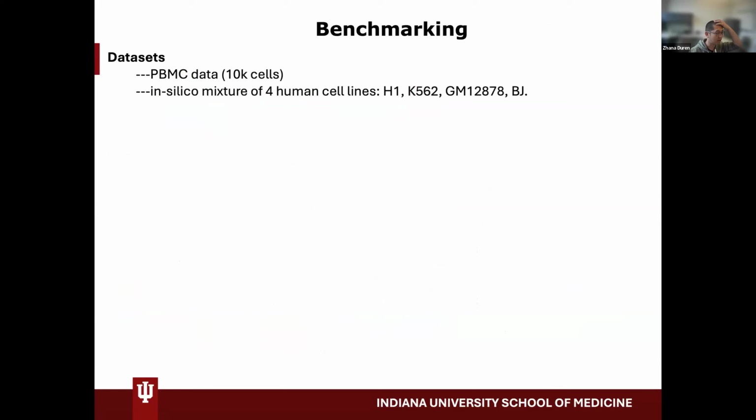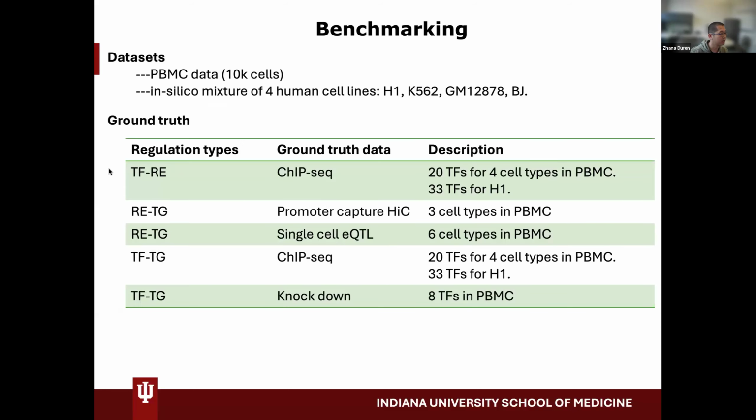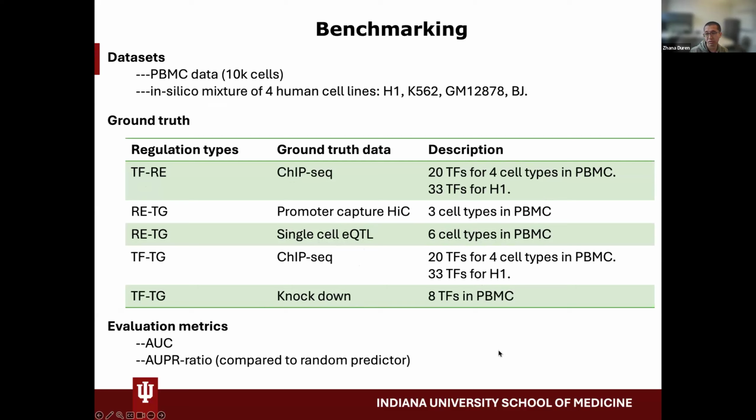Then for the benchmarking, we use the PBMC data of 10,000 cells, and we also use an in silico mixture of 4 different cell lines. The ground truth is known data for ChIP-seq, promoter capture Hi-C, single cell eQTL, and knockdown data. For those, all the available data, we downloaded them and took them as ground truth. For the evaluation metrics, we calculate AUC, area under the curve, and the AUPR ratio compared to a random predictor.